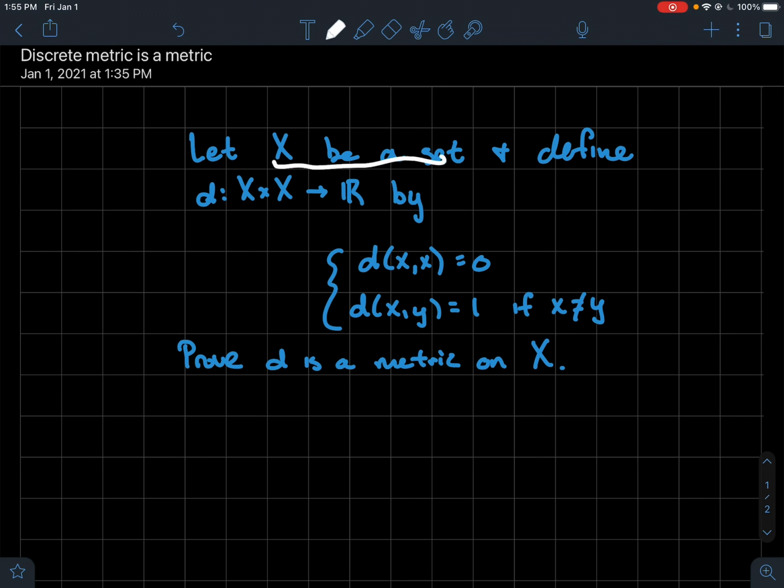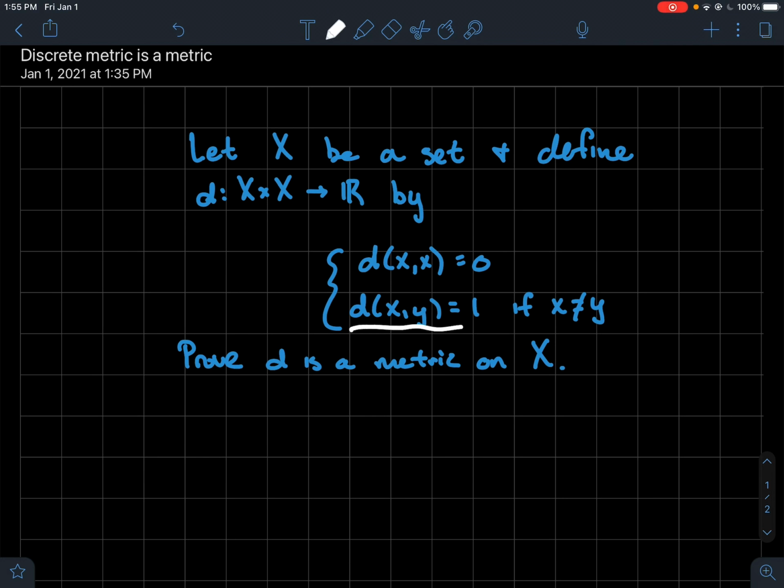But anyway, here is our general setup. X is just any set. And we're going to define this function from X cross X, that's the Cartesian product, to the real numbers. Remember, that's always what a metric is going to look like. You plug two inputs into the metric and it spits out a real number. So what's the formula for this d? What does it do? d applied to (x, x) should be 0. In other words, the distance from x to itself should be 0.